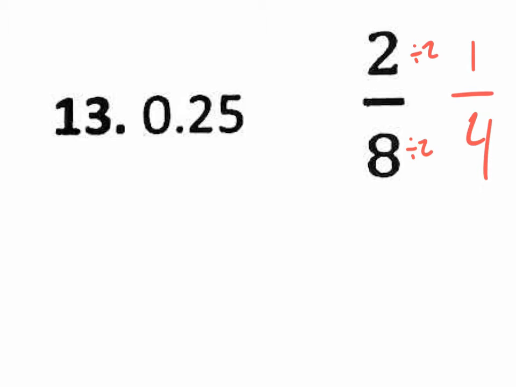And if you think about the fraction 1/4, that's saying 1 out of the 4. 0.25 is kind of like saying 25 cents, and there's obviously 4 quarters in a dollar. So 1/4 and 0.25, they are equal to each other.